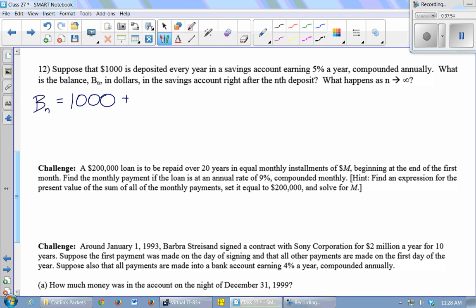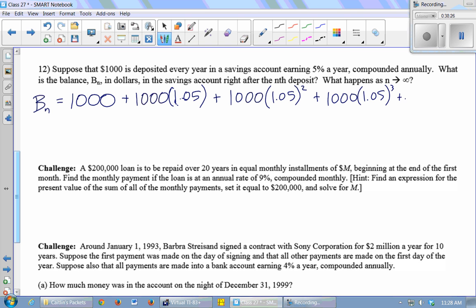And a year ago today, I put in $1,000. So that's been in there for a year, earning 5% interest. So I'll multiply by 1.05, because I get to keep 100% of it, plus 5% more. Okay, and 2 years ago today, I put in $1,000, and it's been earning 5% interest for 2 years. And 3 years ago, 1.05 cubed. And I can do this to the n. Is this a geometric sequence?